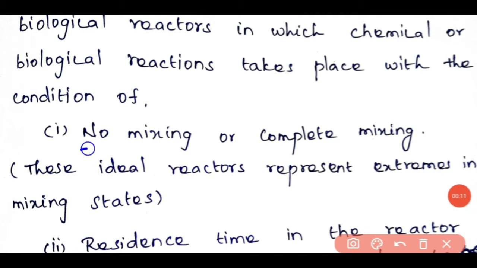An example for no mixing condition is the plug flow reactor, and examples for complete mixing condition are the batch reactor and continuous stirred tank reactor or mixed flow reactor. In the batch reactor and continuous stirred flow reactor, the reactor has an agitator for complete mixing. So this complete mixing is to maintain a uniform composition throughout the reactor.